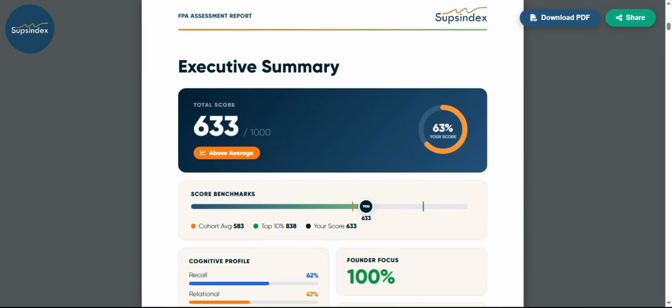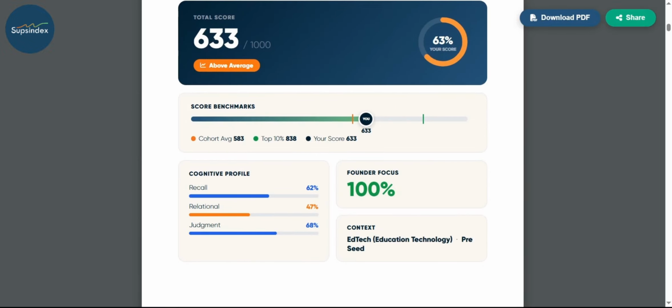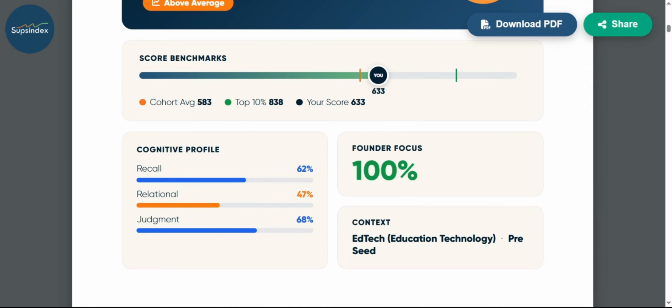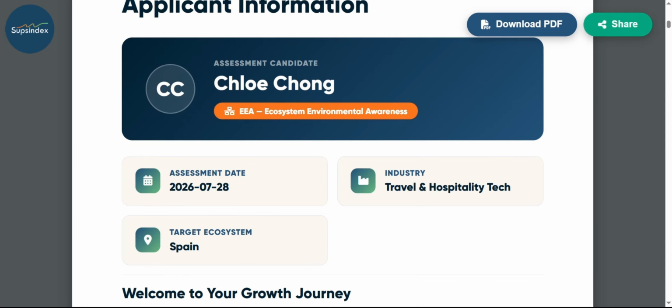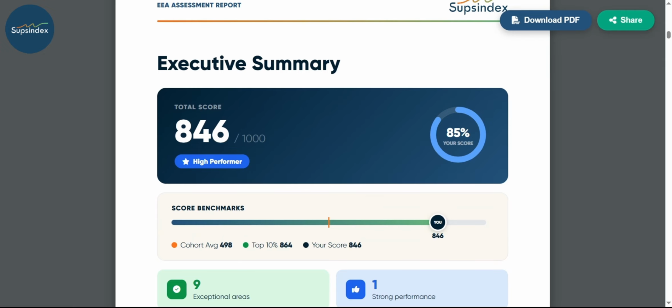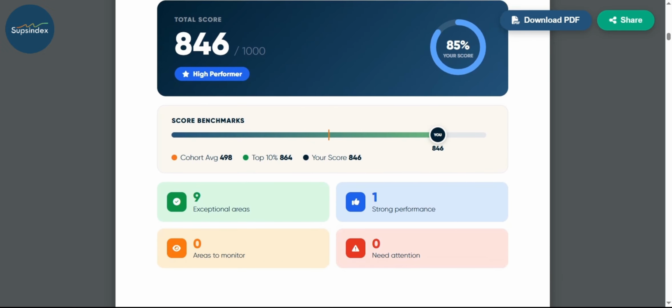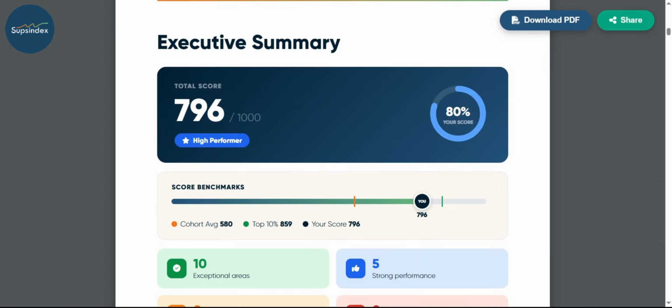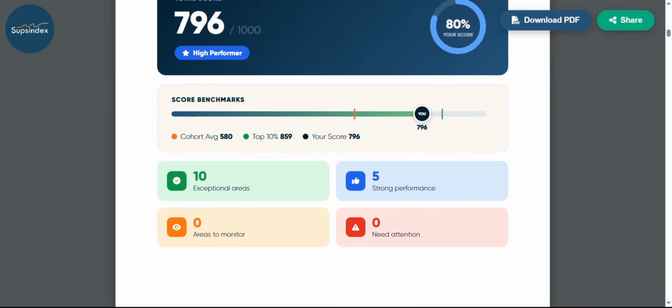The comparisons are also designed to remain meaningful. In FPA, the founder's stage and industry remains visible beside the results. EEA is built around the chosen industry and target ecosystem and includes adjustments for comparing different ecosystems fairly. This gives participants a more relevant reference point than one generic score against an unrelated population.